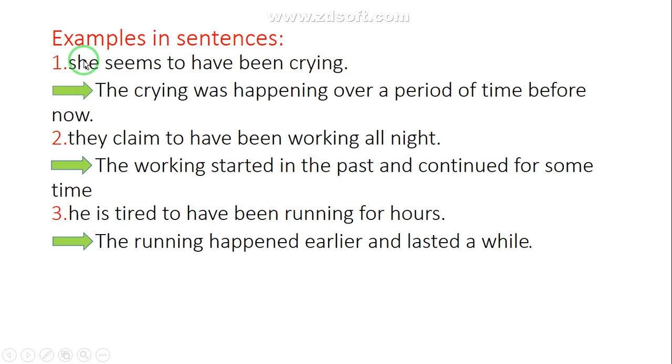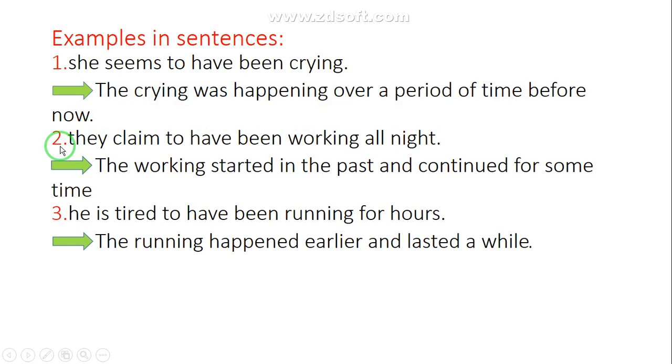Examples in sentences. She seems to have been crying. The crying was happening over a period of time before now.